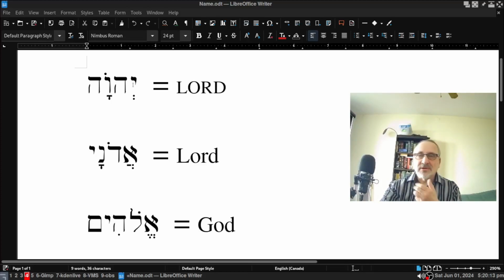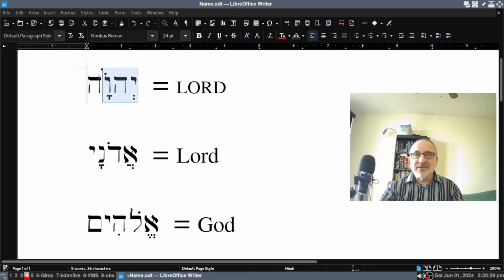This word here is the main word for God in the Old Testament or in the Tanakh. And it's probably in there, I don't know, 3,000 times, 5,000 times. I really don't know, I'm just guessing. It's on pretty much every page or every other page. And this is the sacred name of God.